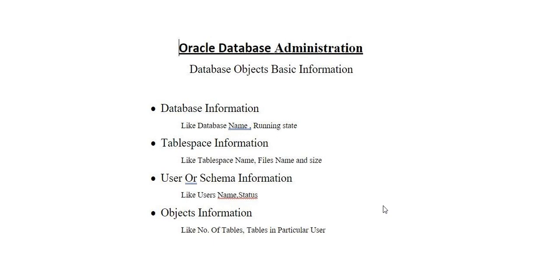Today I'm going to cover the second part of Oracle Basic and Crucial Information, in which I'm going to cover user or schema information like username, its account status, its lock date or expiry date, how to create a user, and how to connect it with the database. So we are going to cover user or schema information. Let's move into the topic.